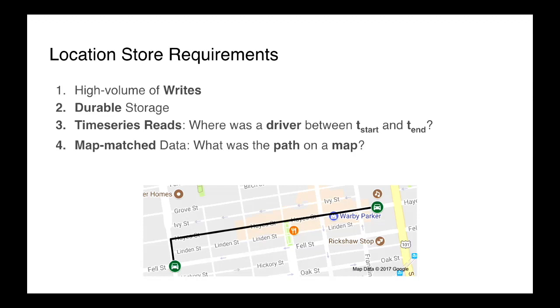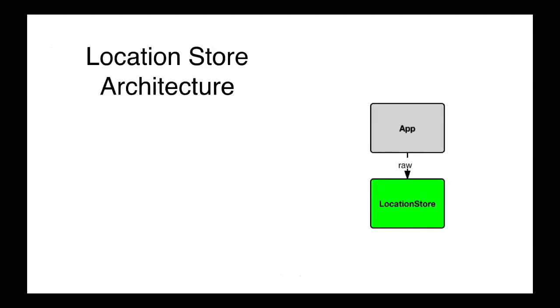So let's go right into it and see how that works. Again, let's start at the 50,000-foot view. Conceptually, we have a system called Location Store. It's an unimaginative name, but it gets the job done. It's what it does, it stores locations. Again, it comes in from the app, the rider app or driver app, which send the stream of raw locations. The exact path here doesn't matter.